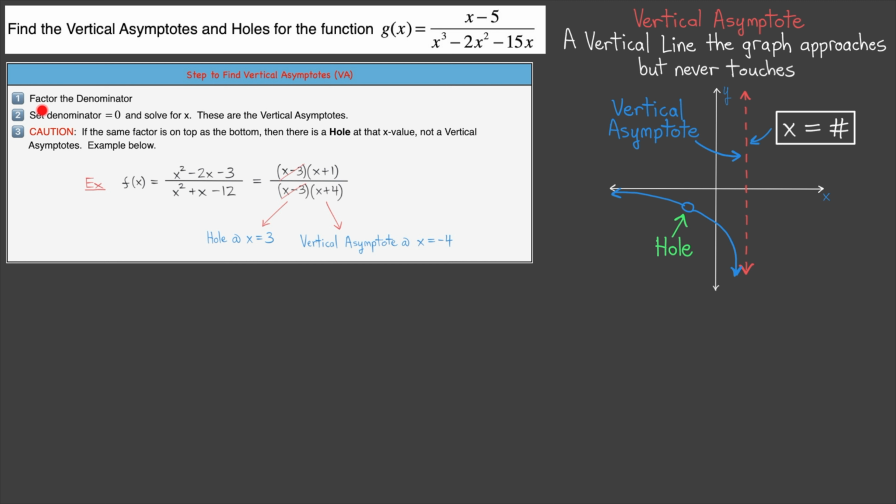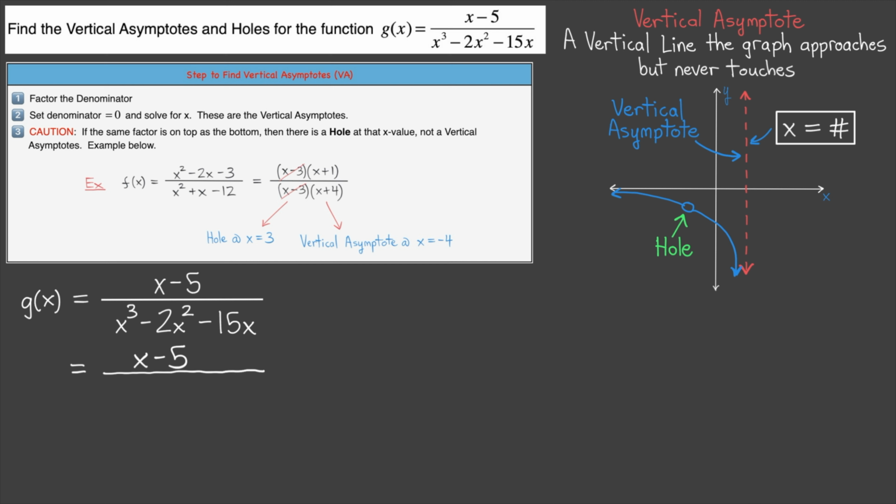Step number 1 is factor the denominator. So let's start with that step for our g of x here. Sometimes you need to factor the numerator as well, but in this case it's just x minus 5, so there's nothing to factor there. On the bottom, is there a common factor that we can take out? Yes, there is. We can take out an x. So we're left with x squared minus 2x minus 15.